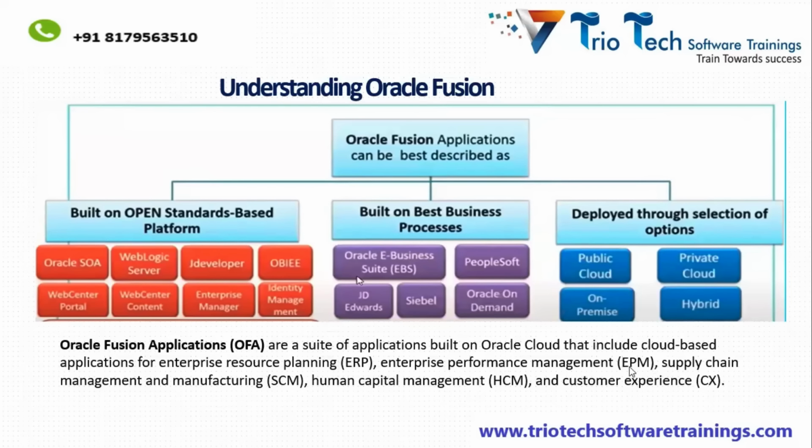Then the EPM suite is there, the acronym is EPM, Enterprise Performance Management. Basically these are tools for planning, budgeting, consolidation, etc., which are utilized by the organization for the respective processes. So that is what is included in the EPM suite. Then we have supply chain and human capital, customer experience.